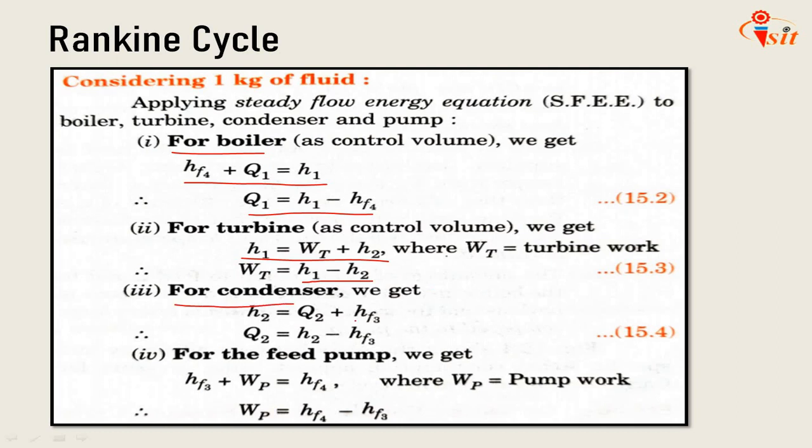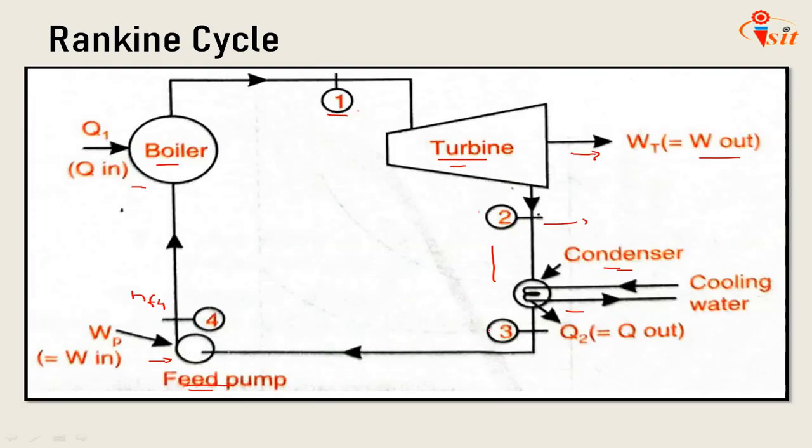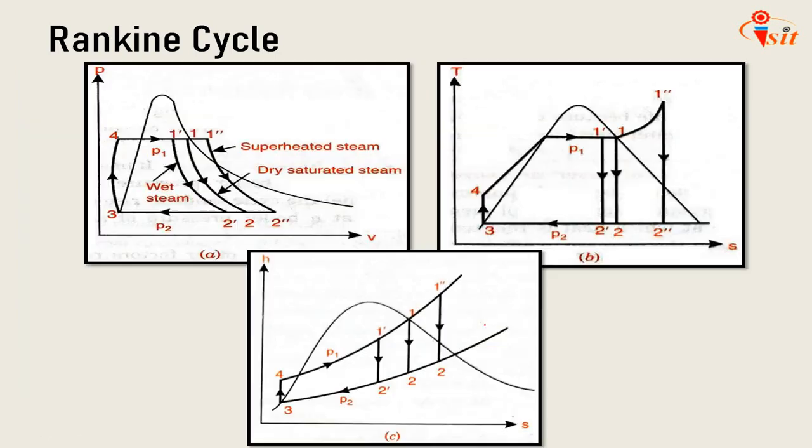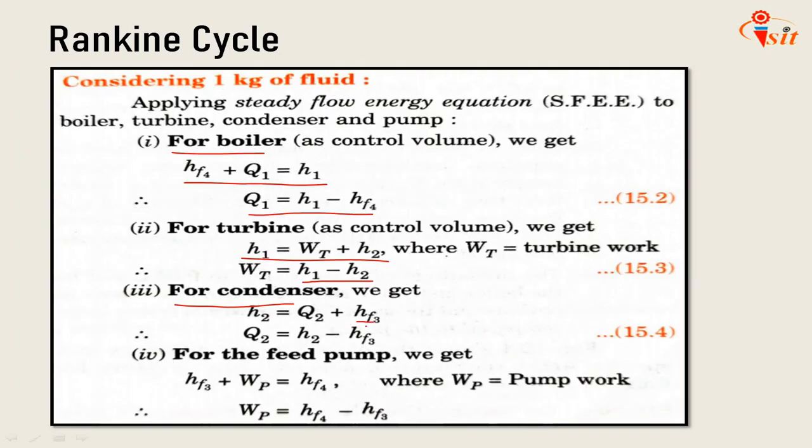Next for the condenser, h2 equals Q2 plus hf3. Q2 is the heat rejected to the surroundings, or supplied to the cooling water and cooling towers, and the remaining enthalpy of water from the condenser is hf3. So h2 equals Q2 plus hf3, so Q2 will be h2 minus hf3.